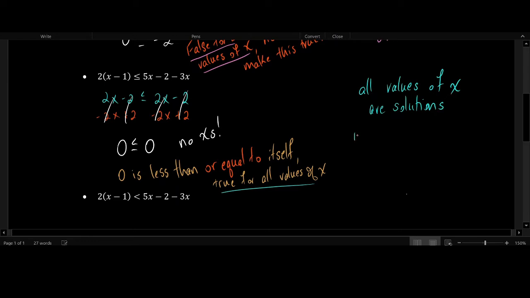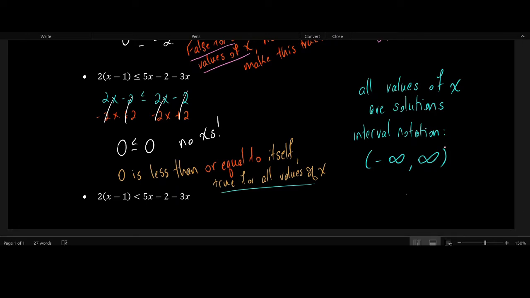Now let's convert this to interval notation. We would have x's that can be as low as you want them to get, as high as you want them to get. Any value of x, all the way down to negative infinity, all the way up to positive infinity, is a solution.